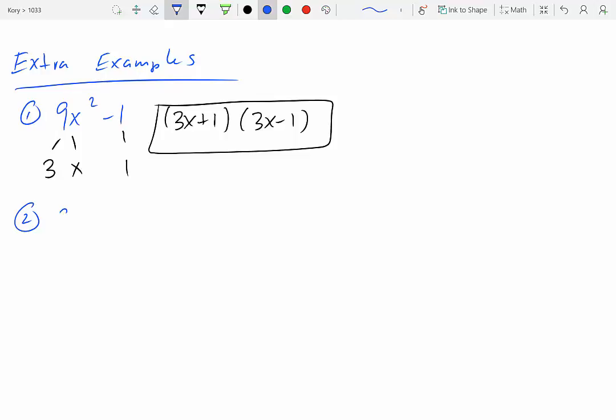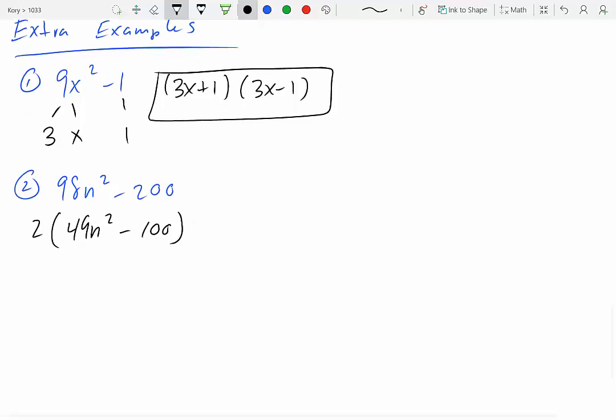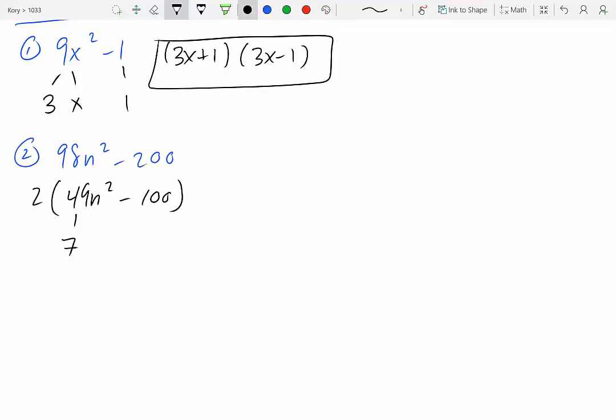Number 2, we have 98n squared minus 200. So, is 200 a perfect square? It is not, nor is 98. But, do they have something in common? Yes, they have 2. So we're going to take the 2 out. We have 49n squared minus 100. Now we have perfect squares because the square root of 49 is 7, the square root of n squared is n, and then the square root of 100 is 10. So we combine them together to get 7n plus 10 and 7n minus 10.